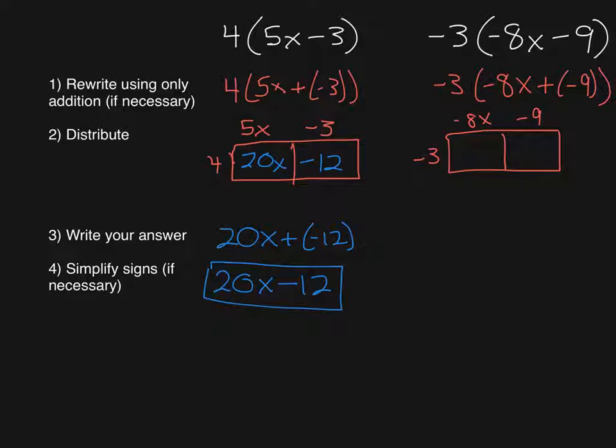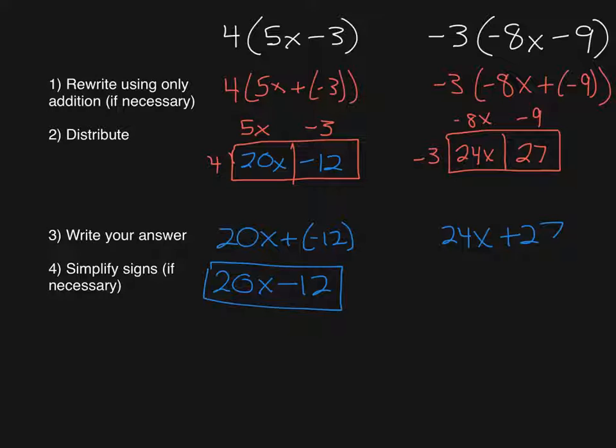So now we have negative 3 times negative 8x. That's going to be positive 24x. Negative 3 times negative 9 is positive 27. So my answer here is going to be, ooh, I messed up my color scheme. I'll go back to blue here. 24x plus 27.